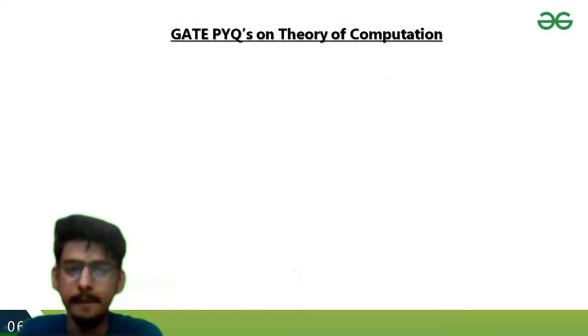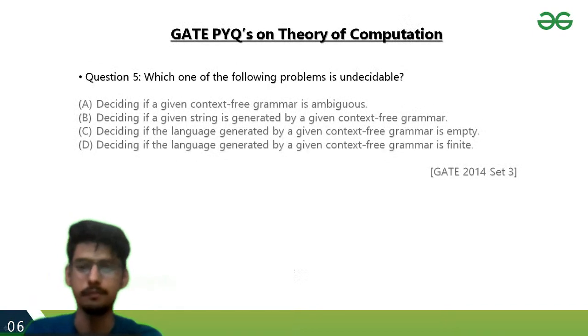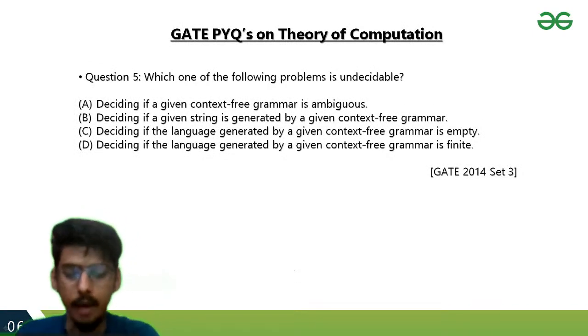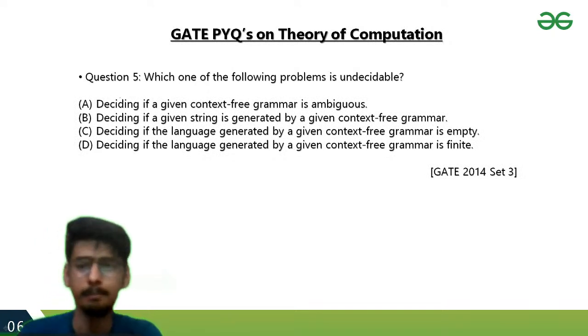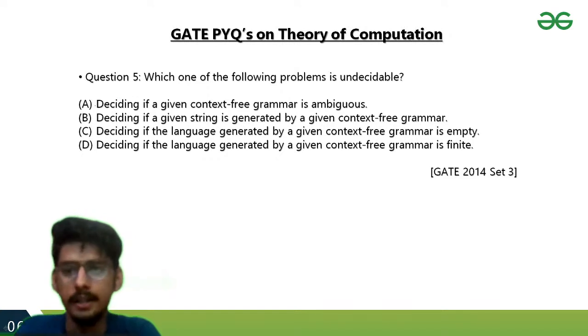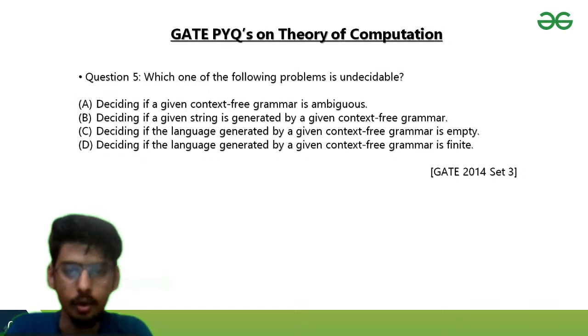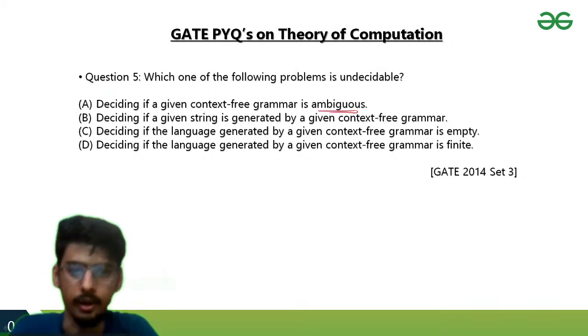It's already too late, but now let's get on to the fifth question for today. This question is directly property based. You have a table for this. Now this you can also answer by intuition. The first option is saying: deciding if a given context free grammar is ambiguous or not.